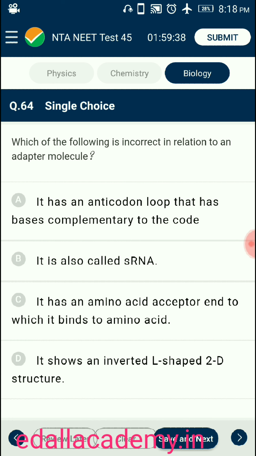First one is aminoacyl synthetase binding loop or DHU loop. It is generally called dihydrouridine loop, the first loop from 5' end. Second one is ribosomal binding loop with 7 unpaired bases. It is the first loop from 3' end, also called TΨC loop. Third one, anticodon loop with 7 unpaired bases. Out of the 7 bases in the anticodon loop, 3 bases act as anticodon for a particular triplet codon present on mRNA. So the answer for this question is option D. It shows an inverted L-shaped 2D structure.